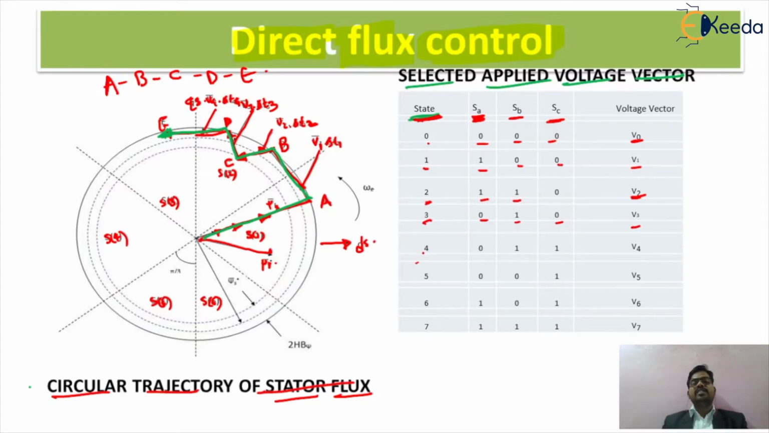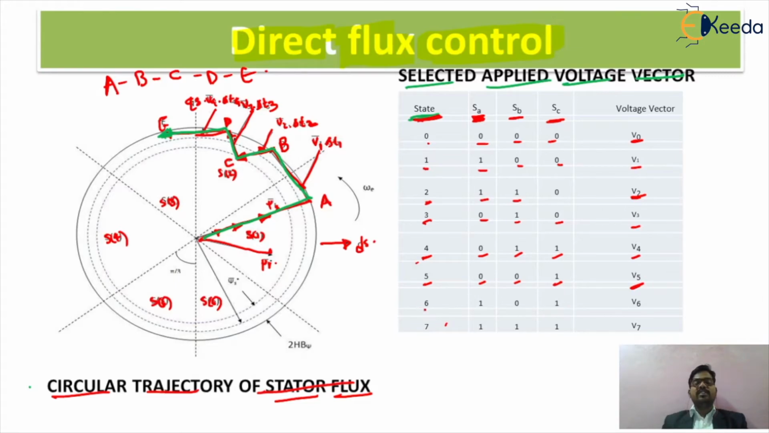If you want to change to state number 4, at state number 4 we are getting the value of SA should be 0, the value of SB should be 1, and the value of SC should be 1. So we are getting the voltage vector which is called V4, as we see. Okay, if you want to select state number 5, we are getting the output across SA 0, the output across SB 0, and the output across SC will be 1. So we are getting the voltage vector quantity, that is V5.